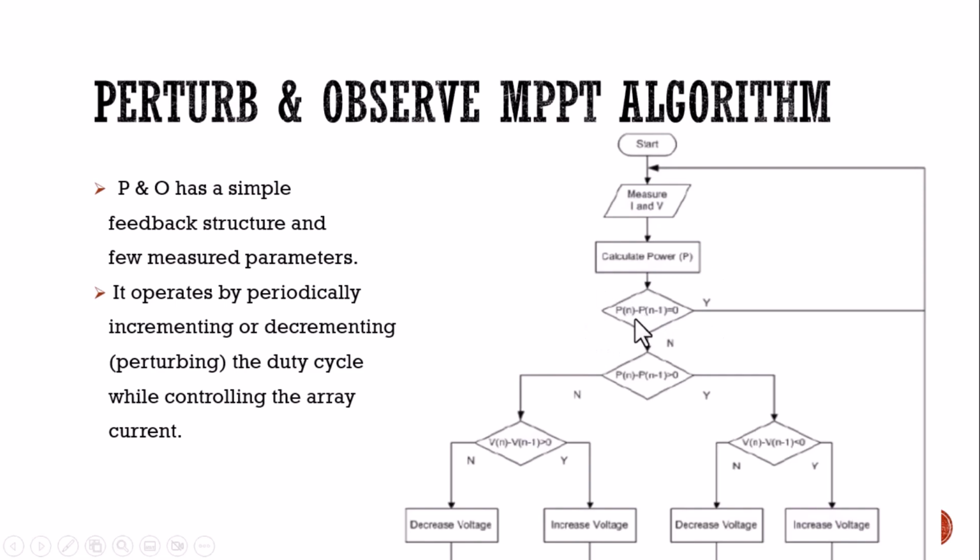Only a few parameters need to be measured, mainly PV current and PV voltage, which makes the algorithm easy to implement, computationally light, and highly suitable for real-time control. The flowchart for this algorithm follows a clear sequence. Measure PV voltage and current, compute power, compare it with the previous cycle, evaluate the sign of delta P and delta V, adjust the duty cycle accordingly, and repeat this loop continuously.